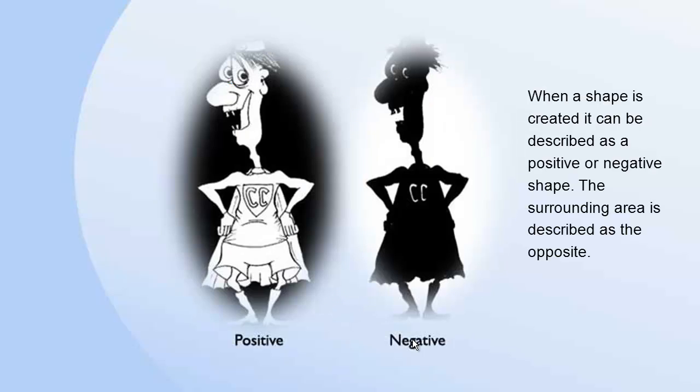When a shape is created, it can be described as a positive or a negative shape. The surrounding area describes the opposite. So we have our positive shape here in white and our negative shape in black.